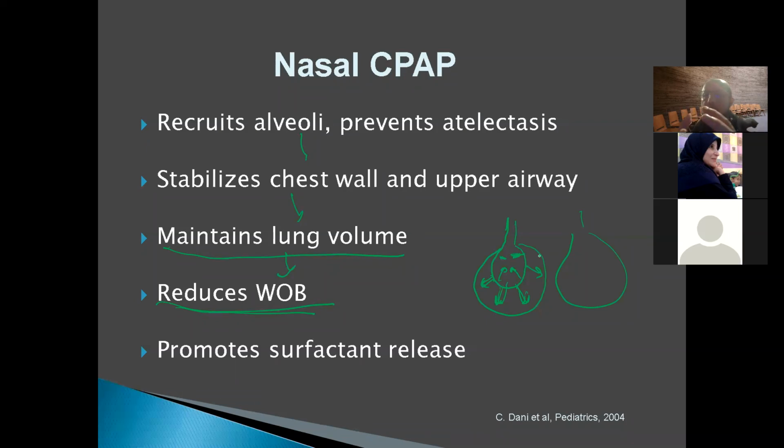So once you recruit the alveoli, it allows the air or tidal volume to come in, and then the baby is going to relax and slow down because you improve minute ventilation, which equals the respiratory rate multiplied by the tidal volume. Once you improve the tidal volume, the baby slows down, and that gives time for the surfactant to start to release.